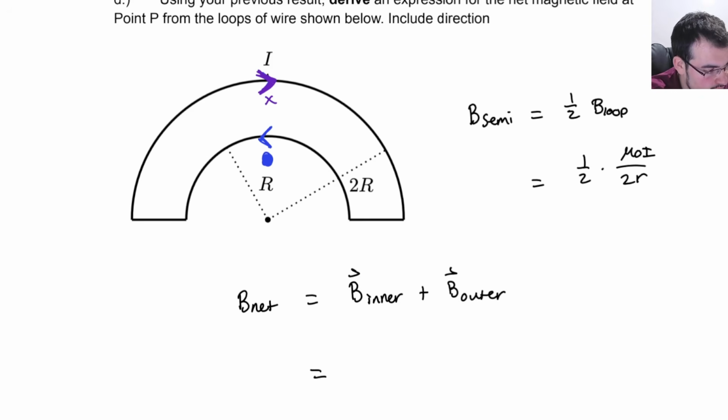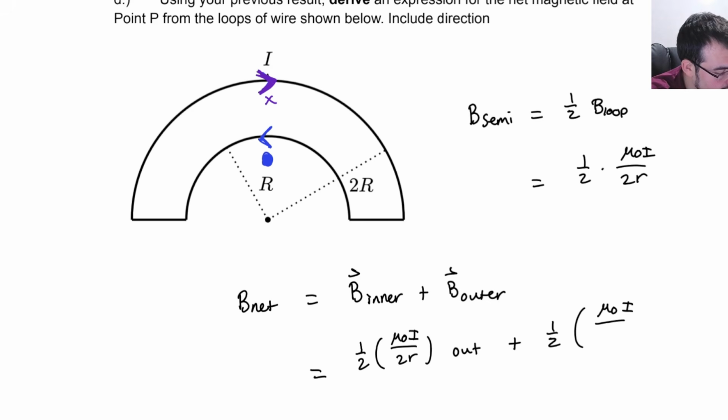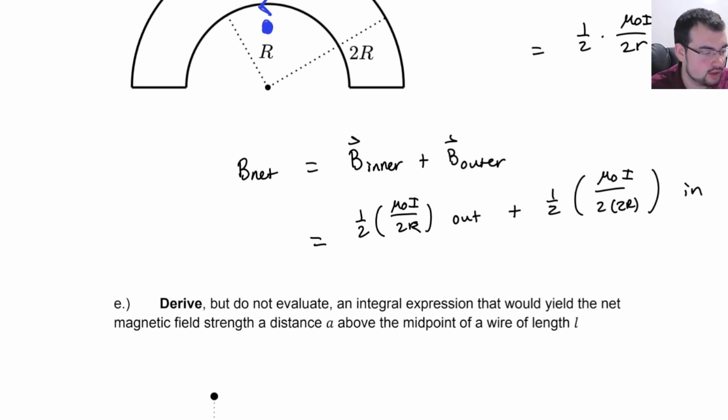So we get 1/2 times mu naught I over 2r out of the page plus 1/2 times mu naught I over 2 times 2r into the page. So now we've got to do some subtracting. So we get mu naught I over 4r out plus mu naught I over 8r in.